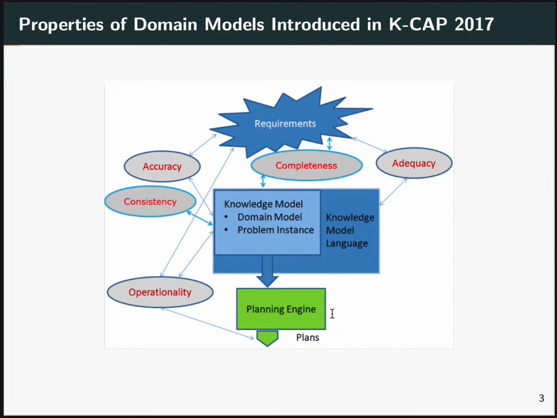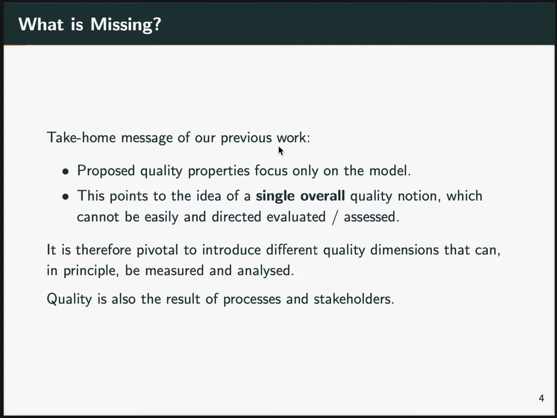In a recent work presented at ICAART in 2017, a number of properties about domain models has been introduced, and they are described in here. So we have accuracy, consistency, operationality, completeness, and adequacy. And notably, all these notions of models relate only either to the specific knowledge model or to the language. Operationality has some relationship with the planning engines and the overall requirements. But to some extent, the take-home message from that previous work is that most of the quality properties are focused only on the model.